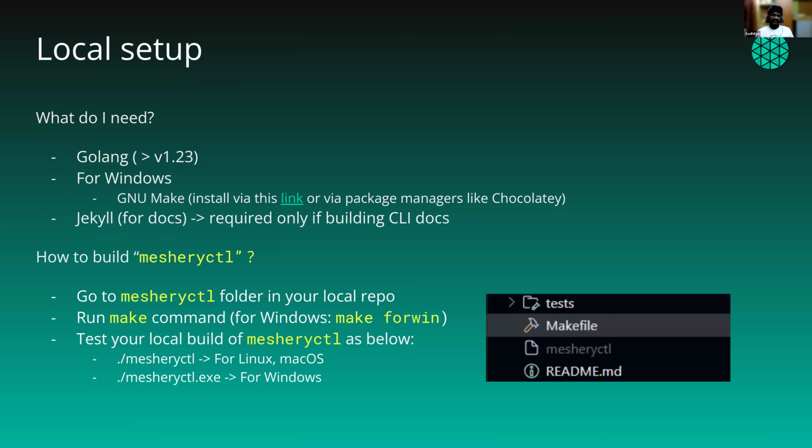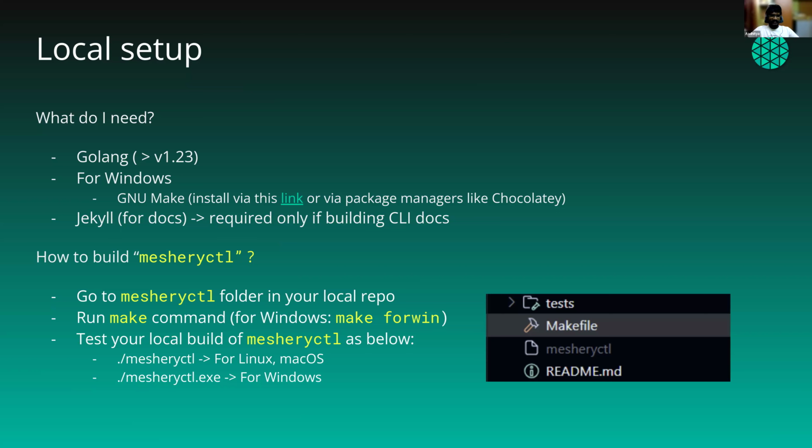But for the safer side, if you want to view how the documentation looks in your local build, or while raising a PR also, then you can just install Jekyll and then build the documentation side. So the second question arises: how to build Meshery CTL?